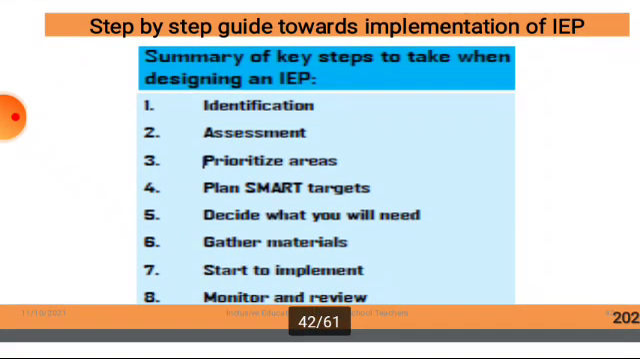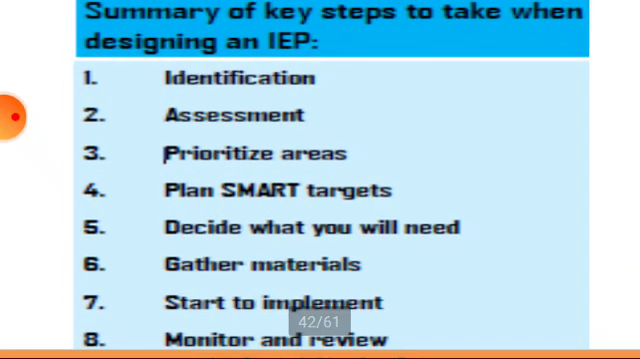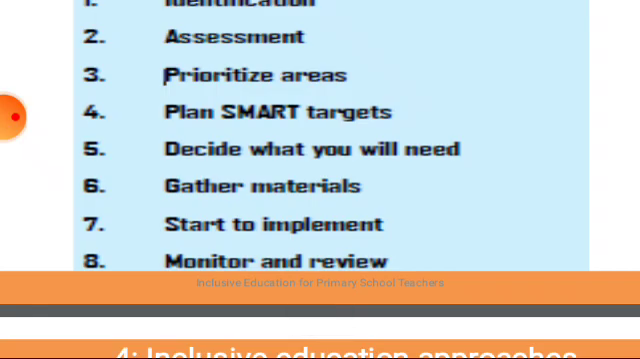Let's see them in summary. Summary of key steps to take when designing an IEP. We have identification of a learner who needs extra help in curricular lessons or other areas of education. Assessment: you list down the weaknesses and the strengths of the learner. Prioritize areas. Plan SMART targets. Decide what you will need. Gather materials. Start to implement. Monitor and review.